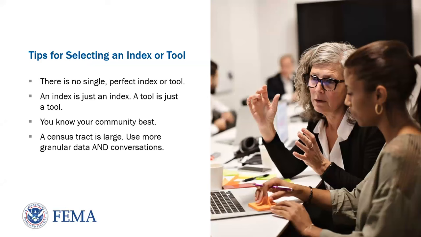So just some general tips for selecting an index or tool. I do want to stress there's no single perfect index or tool. It doesn't exist. An index is just an index and a tool is just a tool, and you know your community best and the residents within that community know their community best. A census tract is also large. And so if you're able to use more granular data and have conversations as part of the hazard mitigation planning process, that will truly be impactful. If you start with the index or tool as the guide, and then supplement with those conversations, I truly believe you will end with a better planning process and outcome. Next slide.